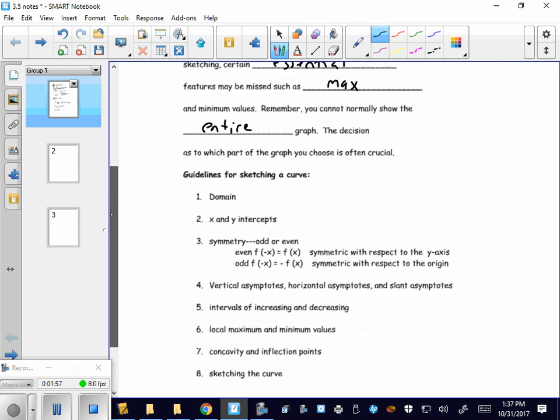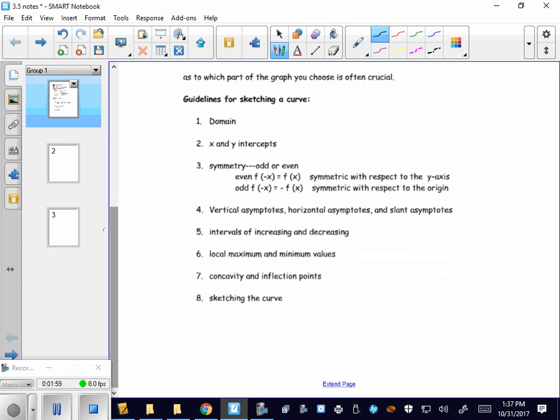The key pieces of information that we're going to need. Guidelines for sketching a curve. You're going to need to have somewhat of an idea what the domain is. Remember that the domain of a function is the set of all of your x values in general, but it's really all of your independent variable values. So it's the set of all x values.